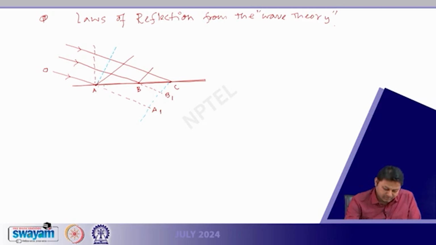Now, according to Huygens' theory, there will be a secondary wavelet, and if I join the tangent of this curvature, that should be the wavefront of this reflected ray, which is again perpendicular. Let me draw it carefully.